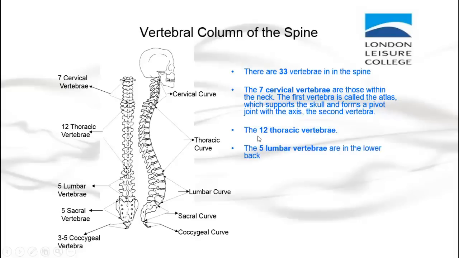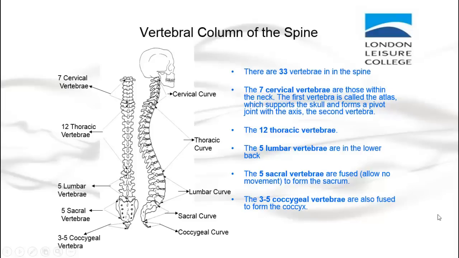You've then got 12 thoracic vertebrae, 5 lumbar vertebrae in the lower back, and 5 sacral vertebrae which are fused, which means they're stuck together, which means that they allow no movement, okay, to form the sacrum. And then 3 to 5 coccygeal vertebrae are also fused or stuck together to form the coccyx.